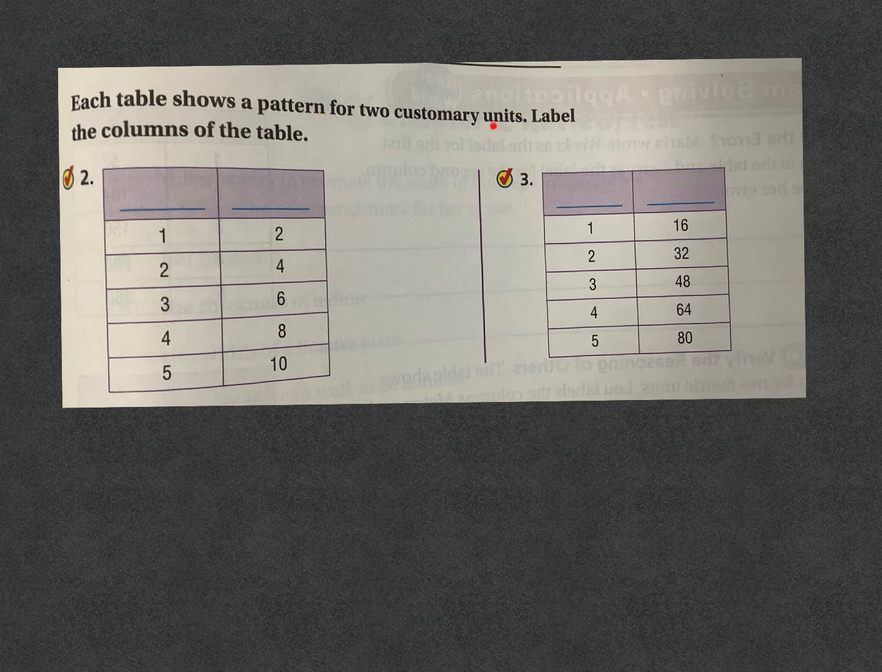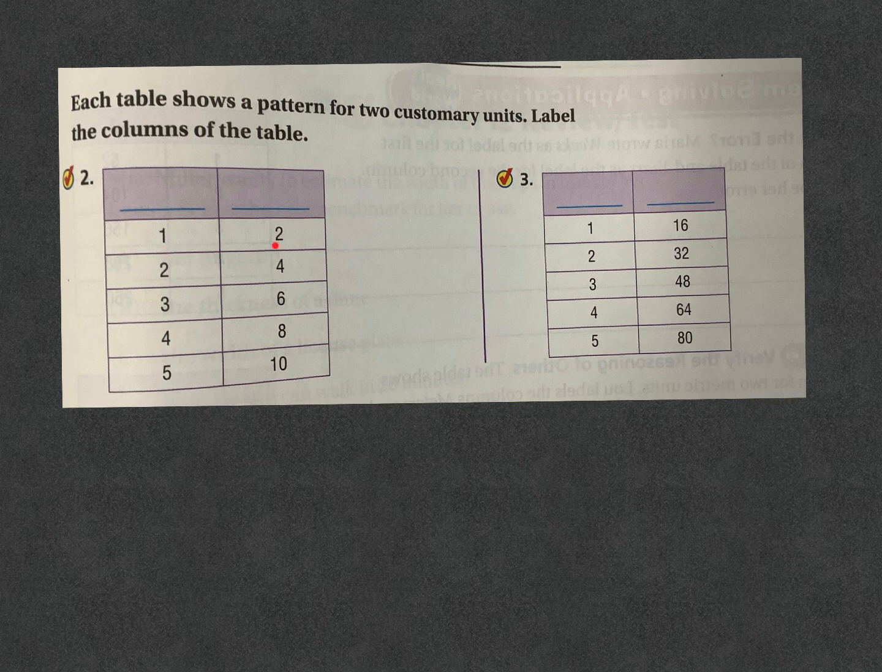Each table shows a pattern for 2 customary units. Why are they not using metric units? Because it's always 1 to 10 or 1 to 1,000 or whatever. It's always a base unit of 10. So the customary units are the ones that are more like a puzzle. Label the columns of the table.